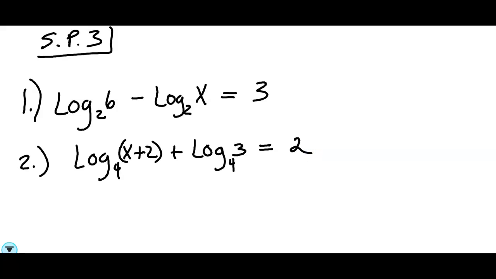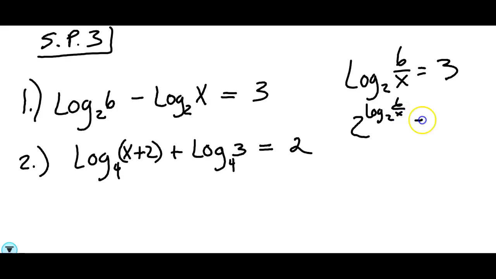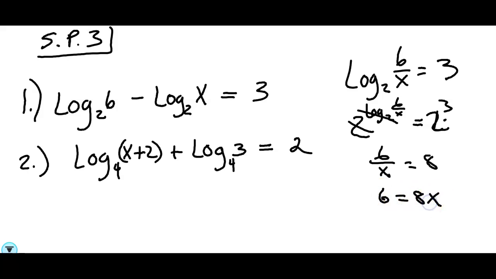All right. So we have log base 2 of 6 over x, which would be the first thing you'd want to do for number 1. Then you would want to exponentiate both sides. Yes, 2 to the third. These cancel and you're left with 6 over x equals 8. Multiplying both sides by x would give you this. Division would give you this, which reduces to 3/4.